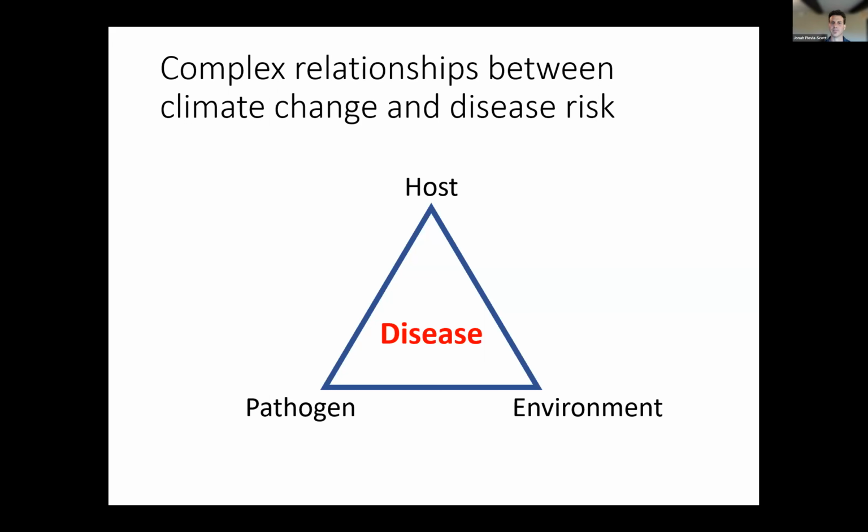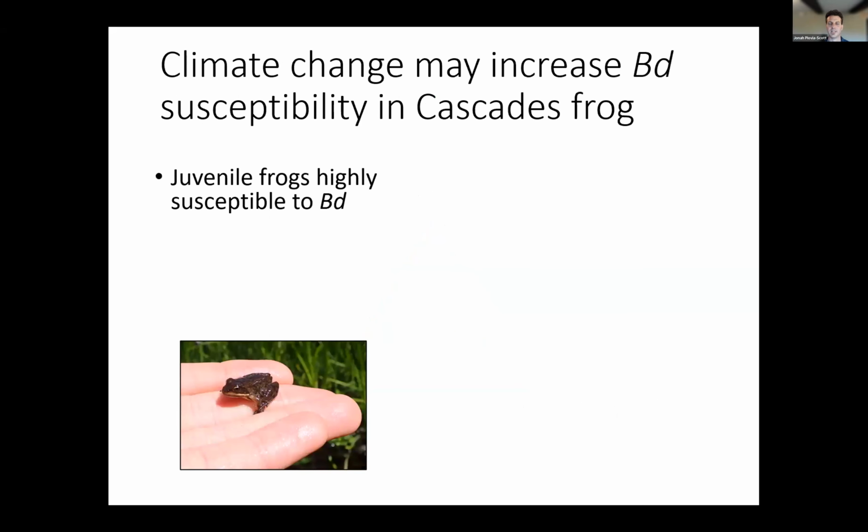We're saying we think we know something about what makes a suitable habitat for the pathogen, and we're looking at environmental predictors of suitable habitat for the pathogen. But it is also quite likely that impacts of climate change on disease result from environmental impacts on host susceptibility. So I'm going to finish up by talking a little bit about that in a system that I've been studying for a long time.